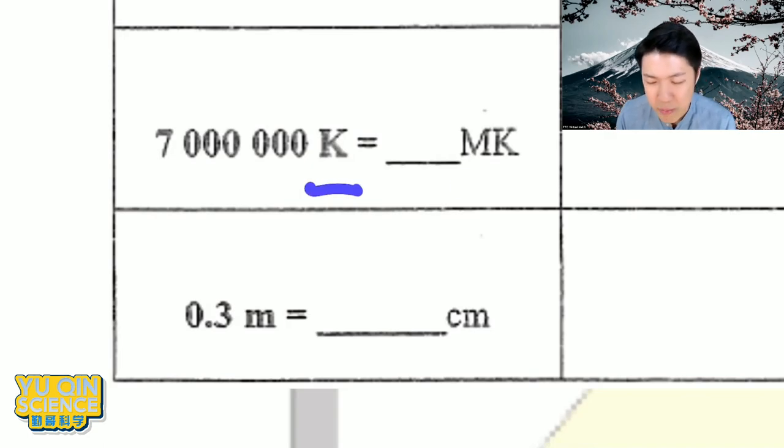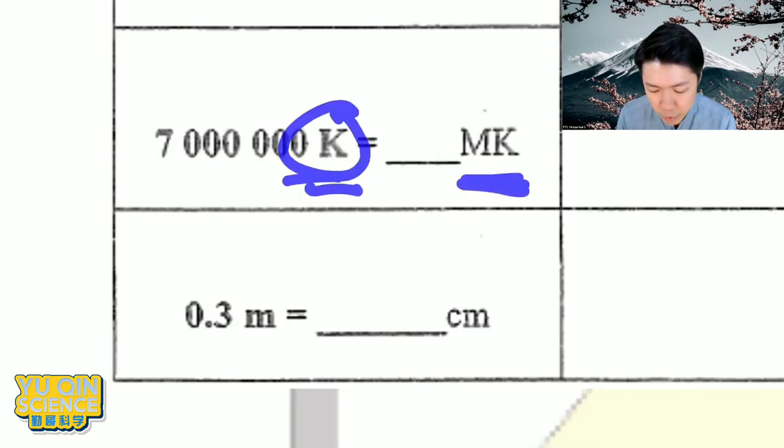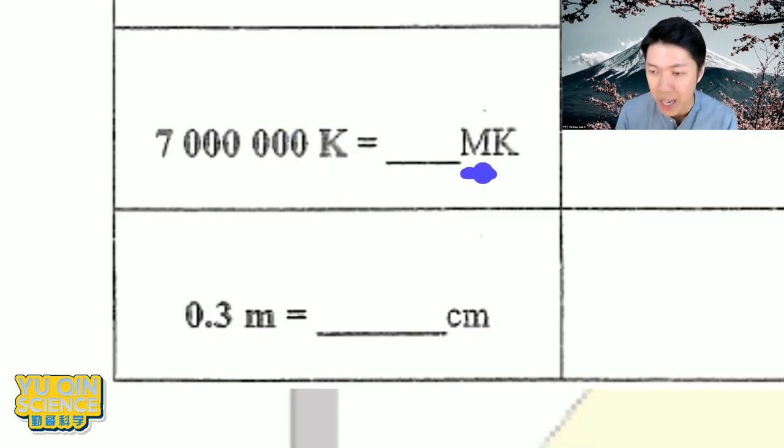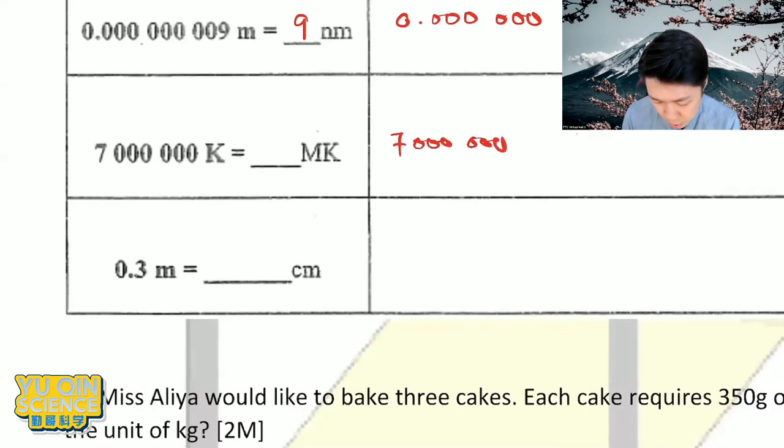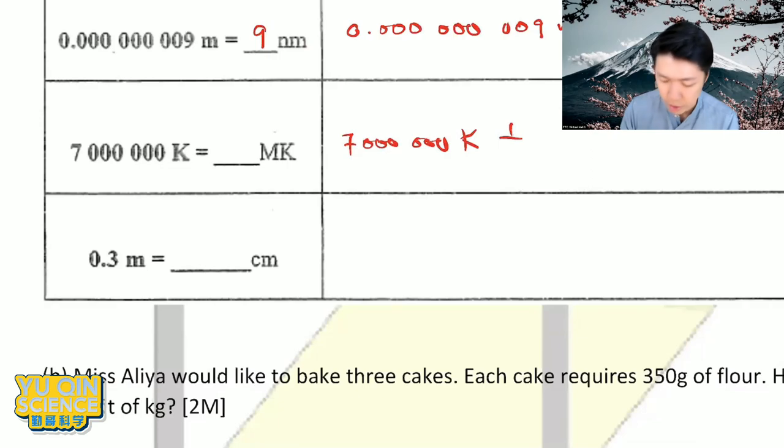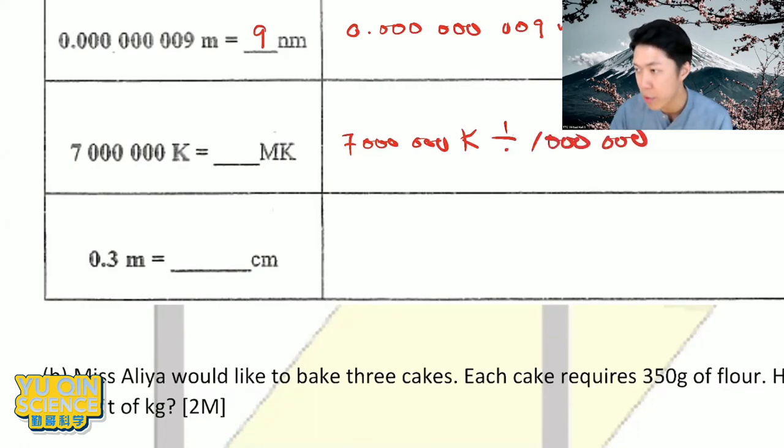So kilo to mega, small to big, because no prefix to prefix, definitely we are wearing a bigger prefix now. Mega is a bigger prefix. So that will be divide. Divide by 6. 7 zero zero zero, zero zero zero equals to, sorry, divide. I was supposed to write divide. 1, 2, 3, 1, 2, 3, 6, divide by 6.